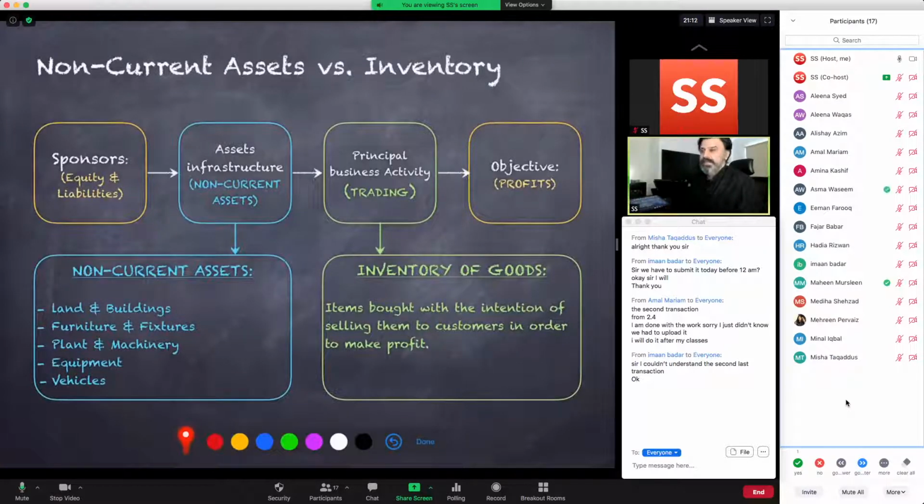Give me a green check here. Good. Right, Amal? Mehreen, Madiha, आपको समझ आई बेटे? Mehreen. Okay.